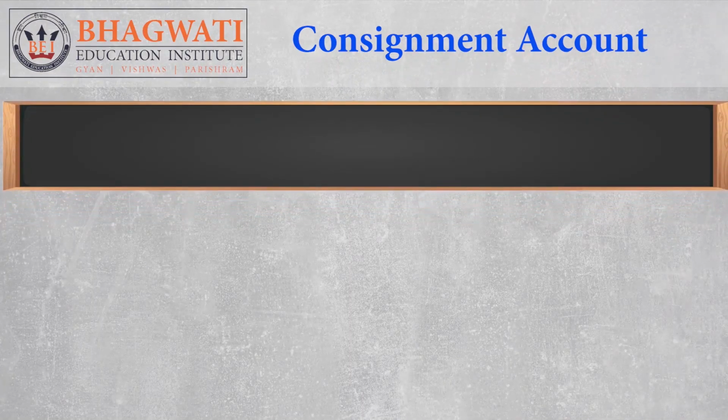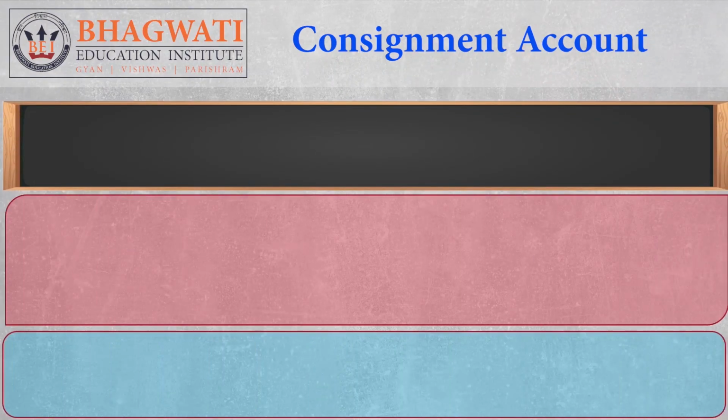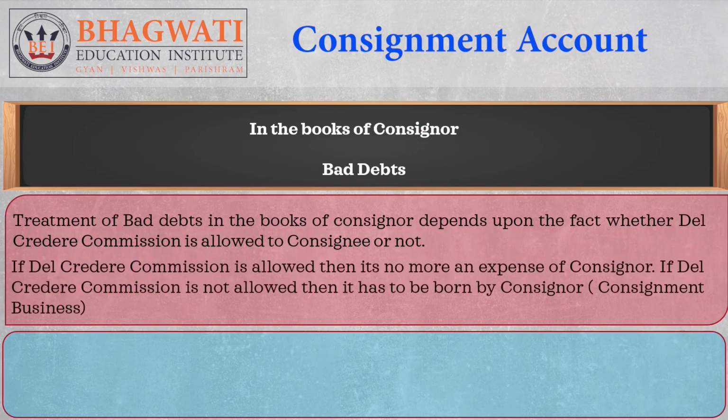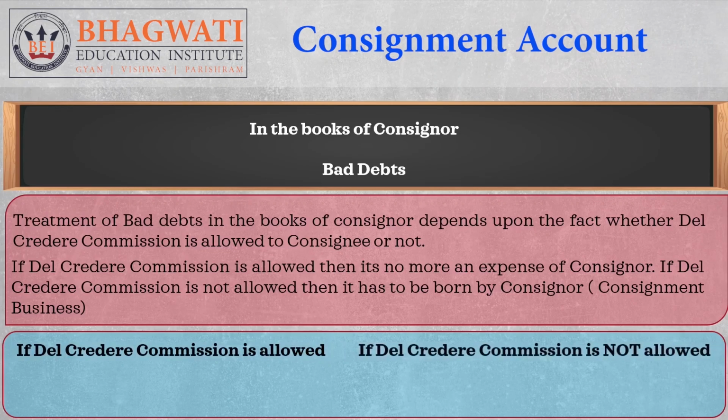Now let us discuss the journal entry in respect of bad debts in the books of Consignment. Now, bad debt, whether we will pass an entry or not, depends upon whether consignor is giving del credere commission or not. If consignor is allowing del credere commission, then it is no more an expenditure for consignor. But if he is not giving del credere commission to consignee, then this particular loss he has to bear. So here there will be two conditions: one, if del credere commission is allowed, and second, if del credere commission is not allowed.